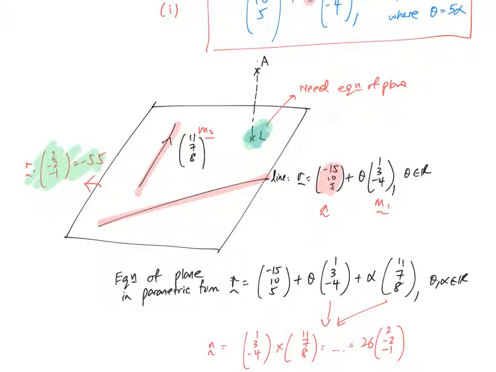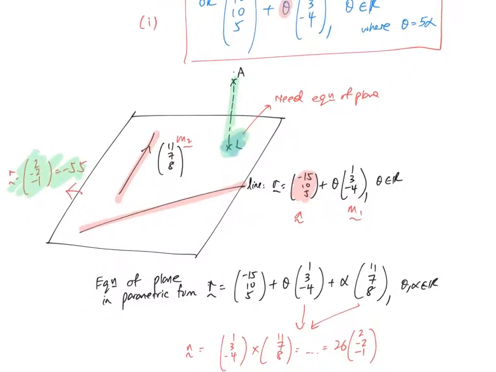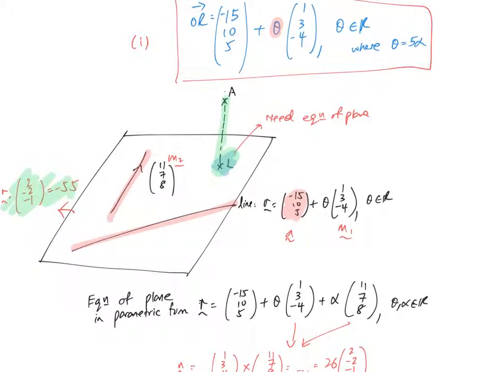How? We know AL. Let's look at AL. If we look at OL, we find the foot of the perpendicular from the point. Let's look at the equation of this line, the equation of AL.